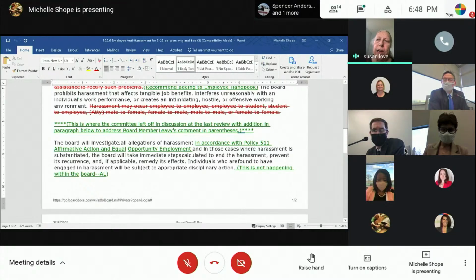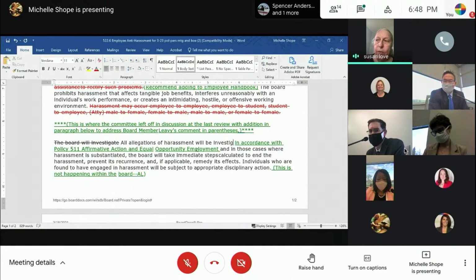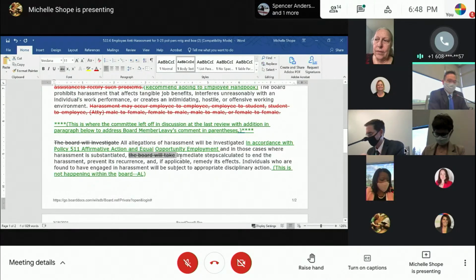and the policy would read, all allegations of harassment will be investigated in accordance with policy 511, affirmative action and equal opportunity employment. And in those cases where harassment is substantiated, take out the words "the board will take" and insert, and then it would pick up immediate steps calculated to end the harassment, prevent its recurrence, and if applicable, remedy its effects will be taken. I think that's perfect.